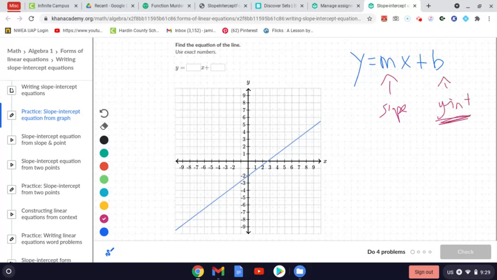So for me, that number is the easiest one to find. So you're going to look for where your graph crosses the y-axis. So if you look right here, it crosses at the number -2. So the first thing I'm going to put in my equation right here is a -2. Then you're trying to figure out what your slope is.